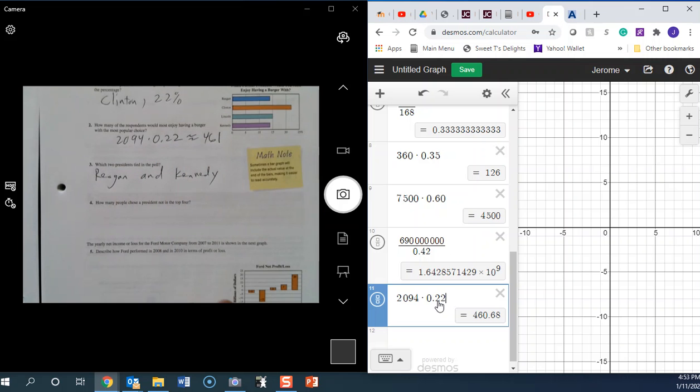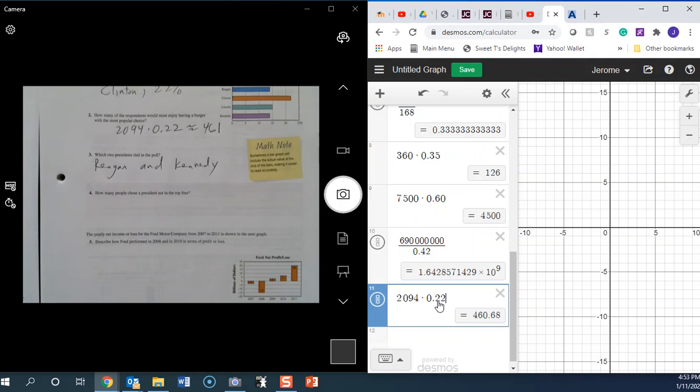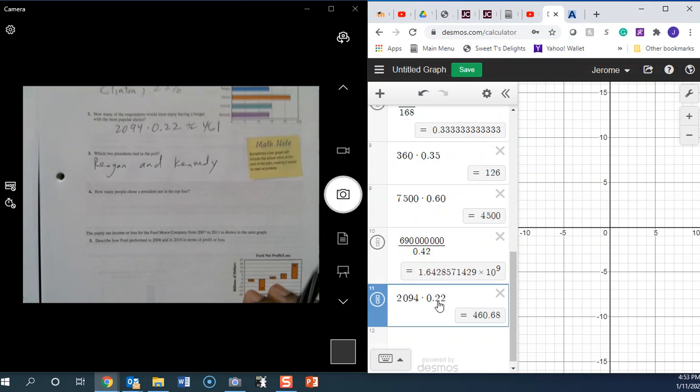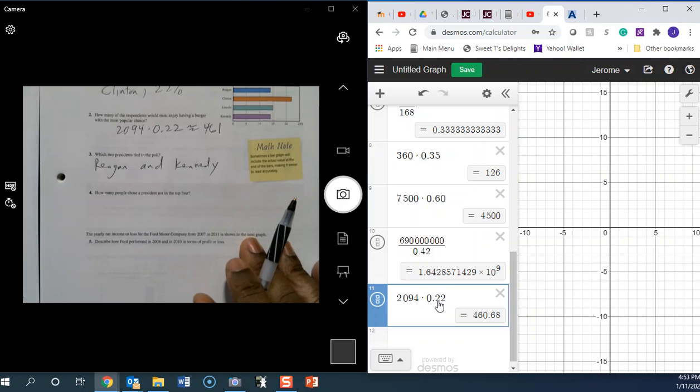Now Reagan and Kennedy. So number 4, how many people chose a president not in the top 4? Remember, it was 2,094 people that participated in this survey. Now, these were the top 4 vote getters, so we need to get their percentages.